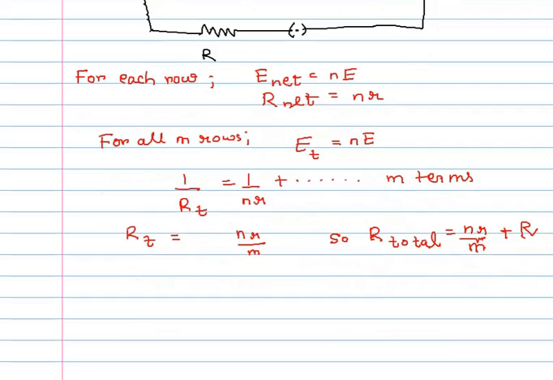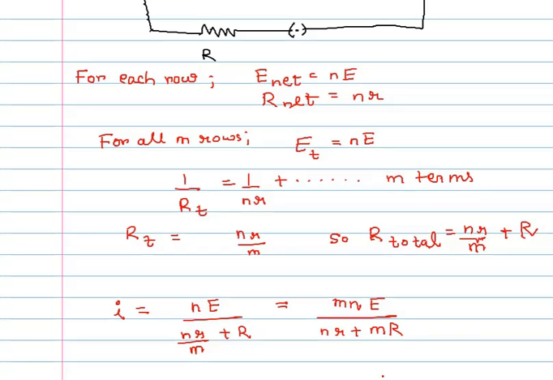So in this configuration, the current that will flow in the circuit due to the battery will be nE divided by nr by m plus capital R. So on simplification, it becomes m into n into E by n into r plus m into capital R.